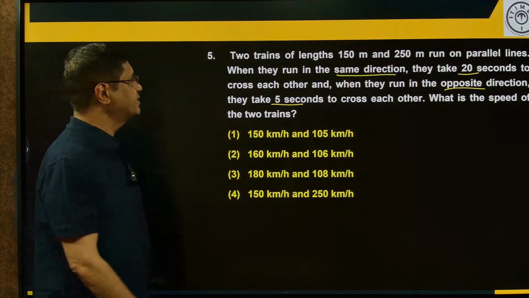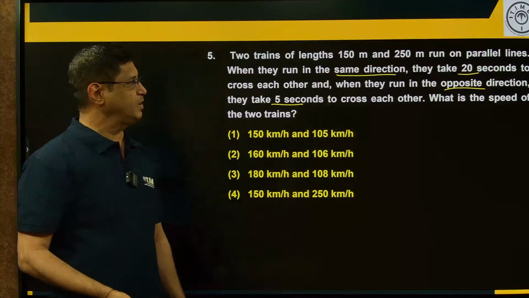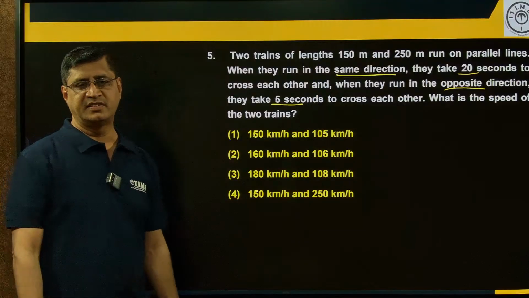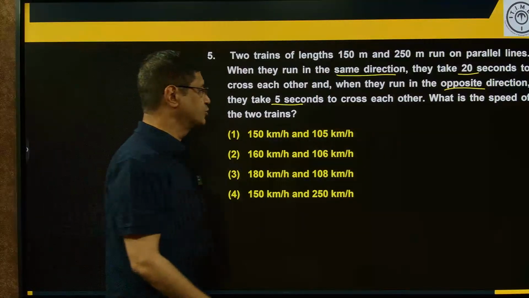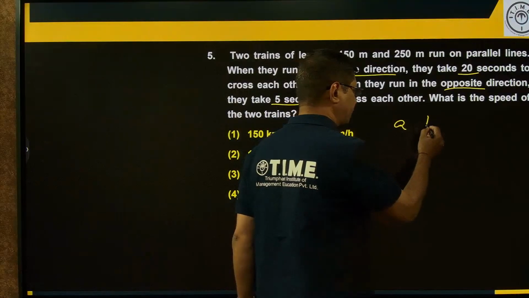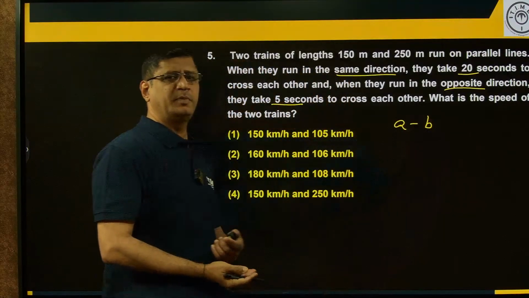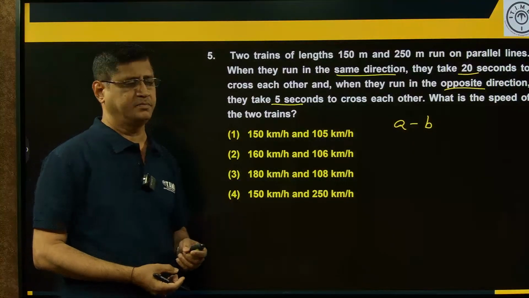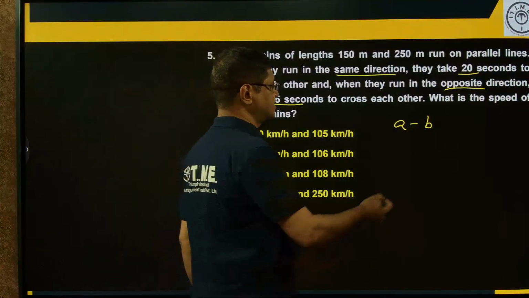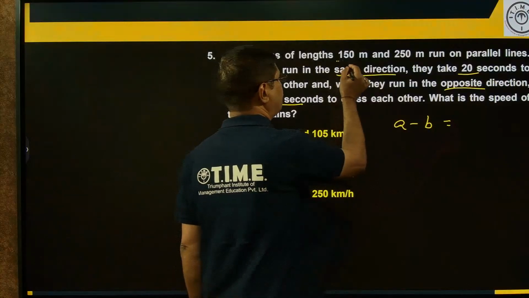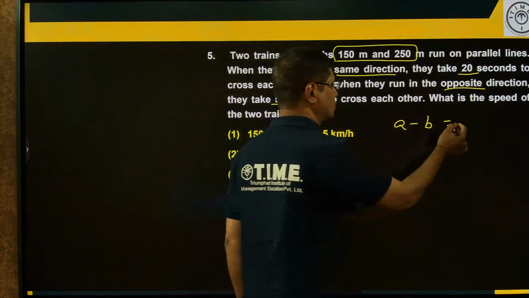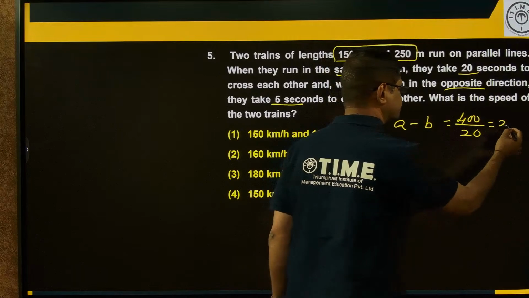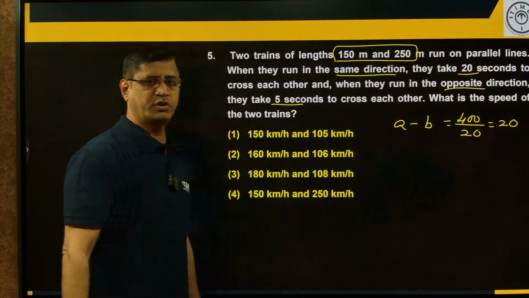Dear students, here same direction means the two trains are moving in the same direction. What is the relative speed? Difference of their speeds. Here I am taking the speeds as A and B. The relative speed means A minus B. Here I am assuming A is greater than B. Now what is the distance? Distance covered is 150 plus 250, that is 400. How much time? 20 seconds. 400 by 20, that is 20.